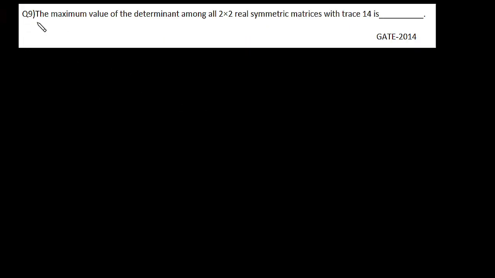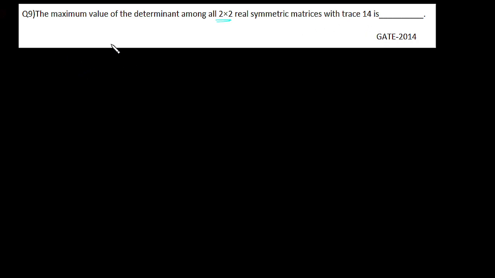Question number 9. Question 9 says: find the maximum value of the determinant among all the 2 cross 2 real symmetric matrices with trace 14. So they are asking the maximum value of the determinant that could be possible for any 2 cross 2 real symmetric matrix such that the trace of the matrix is 14.